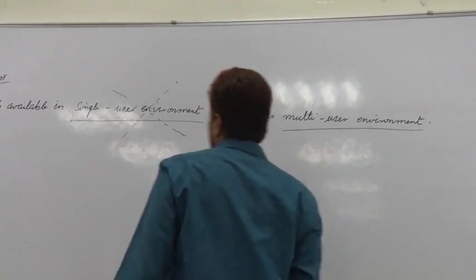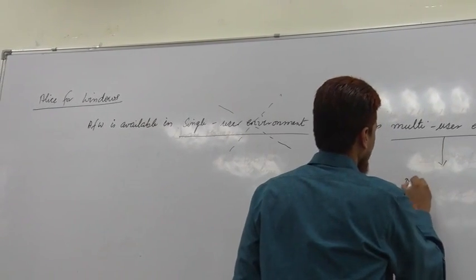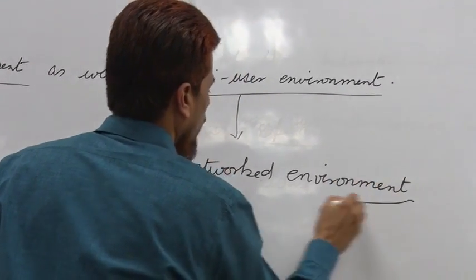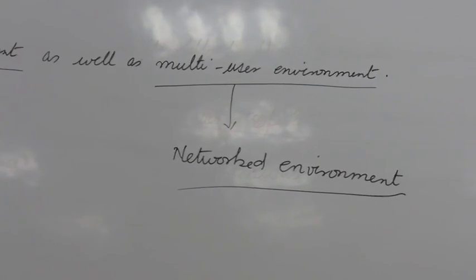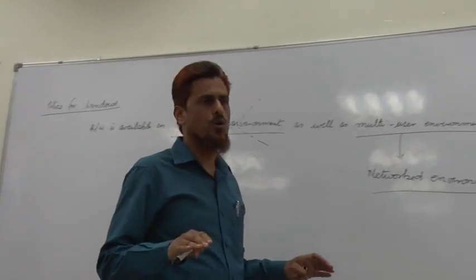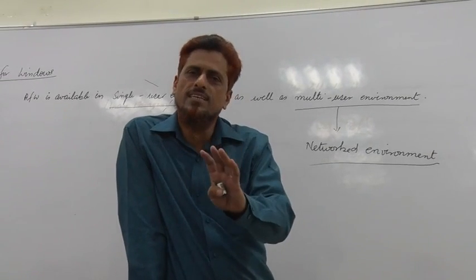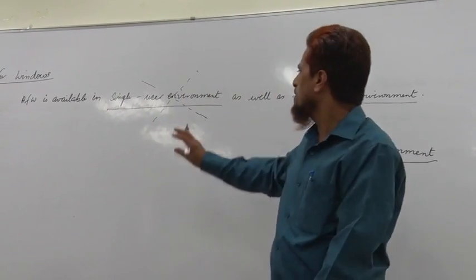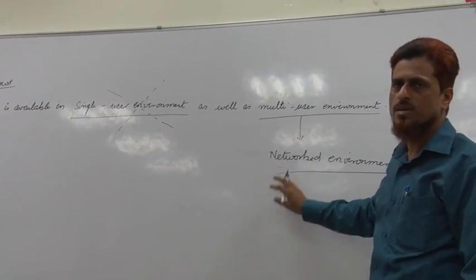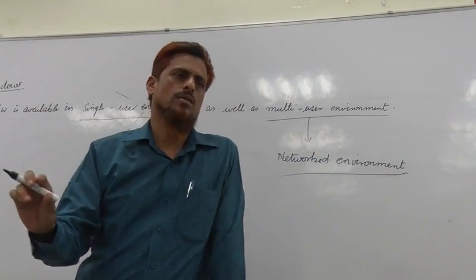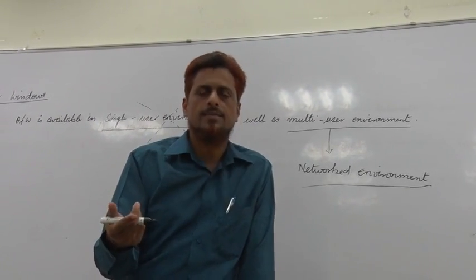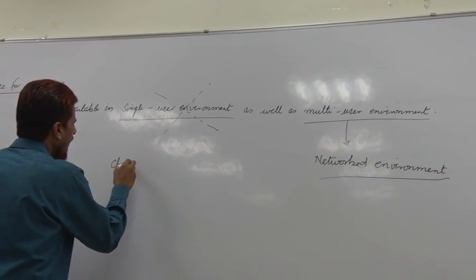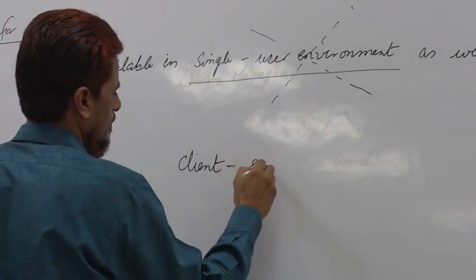Multi-user environment means networked environment. What does it mean? The actual software will be installed on a server. Server is nothing other than high configured computer. Server means computer only. So Alice for Windows will be installed on the server and all the computers, which are basically known as clients, will be connected to server. Thus, we are saying that it works in client server environment.